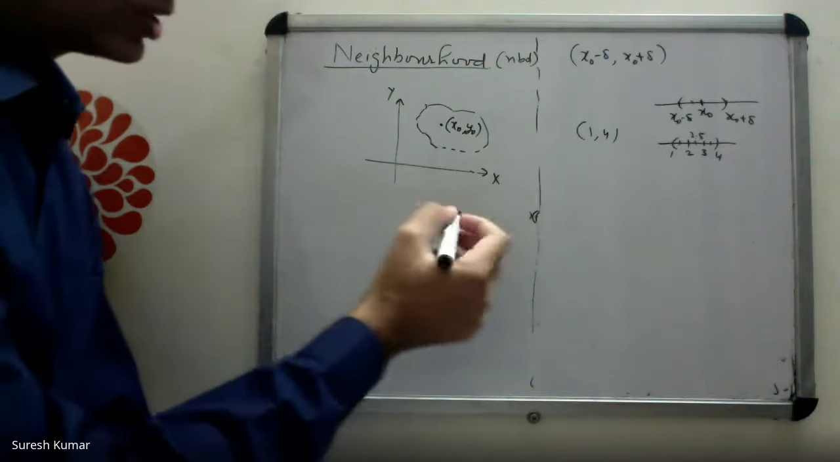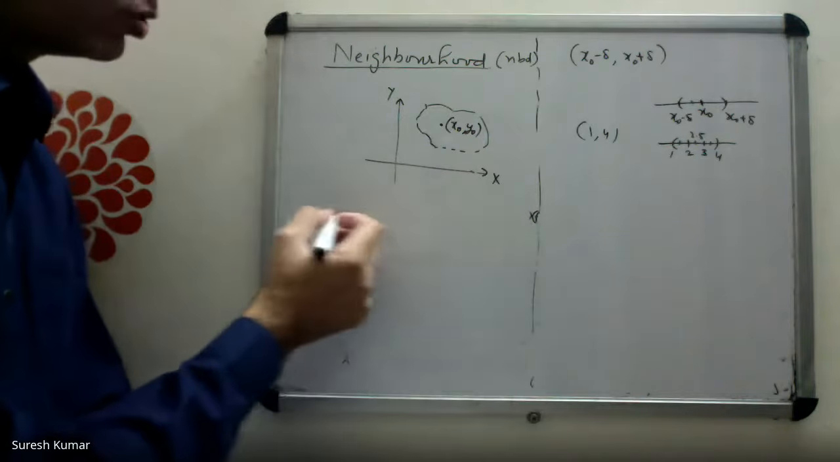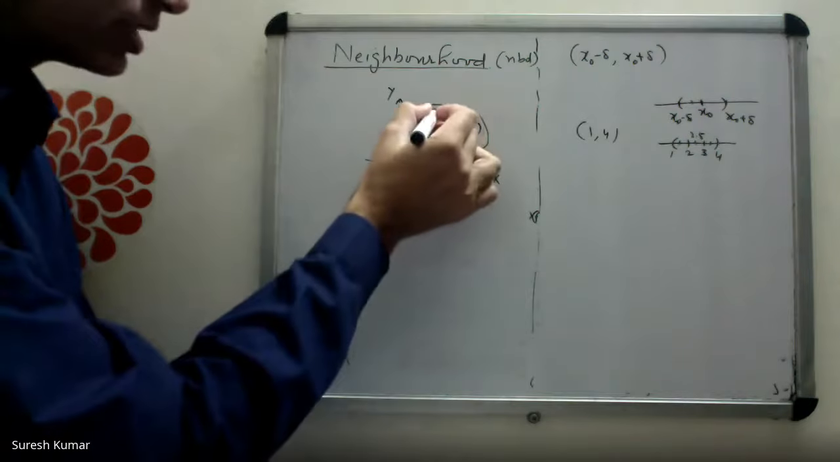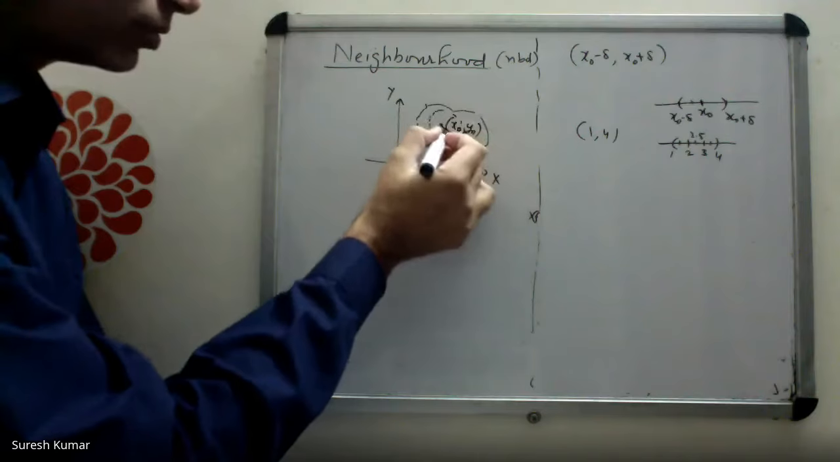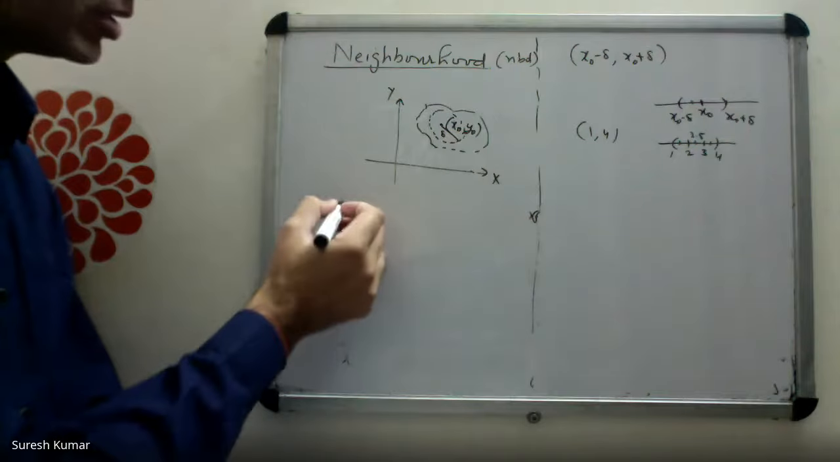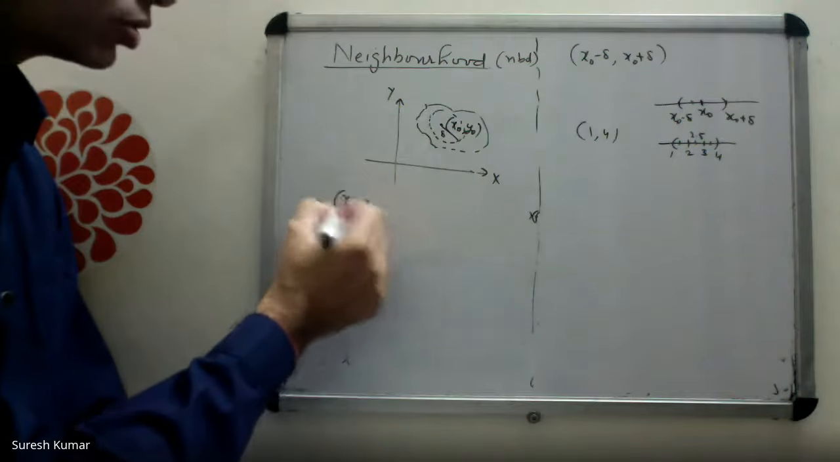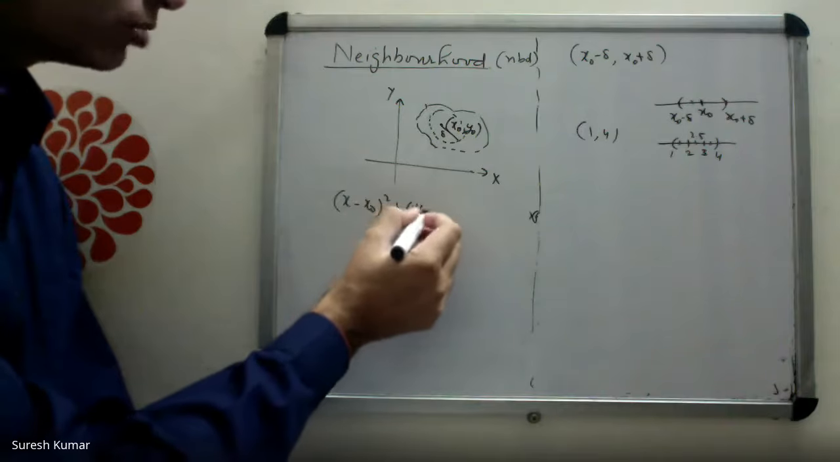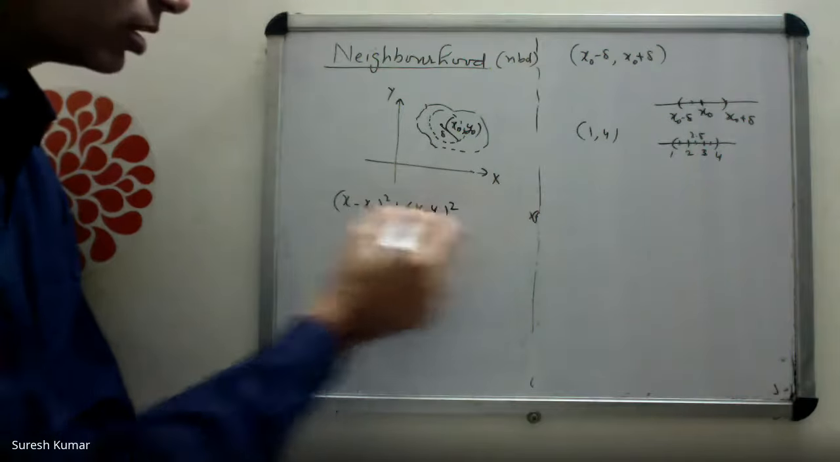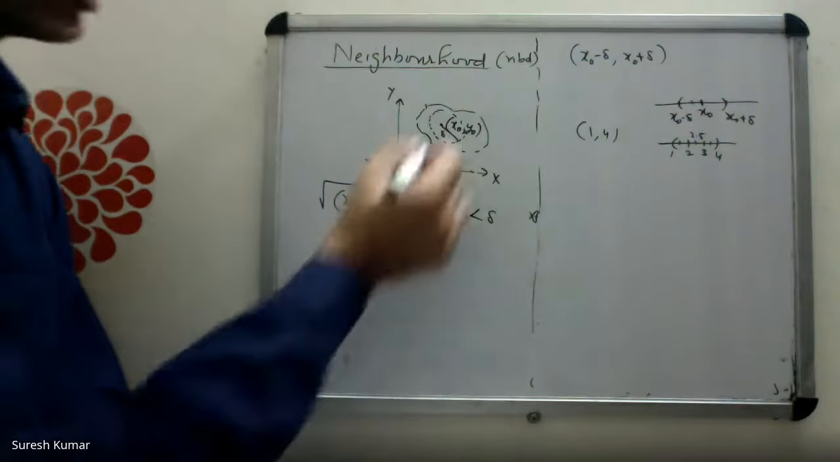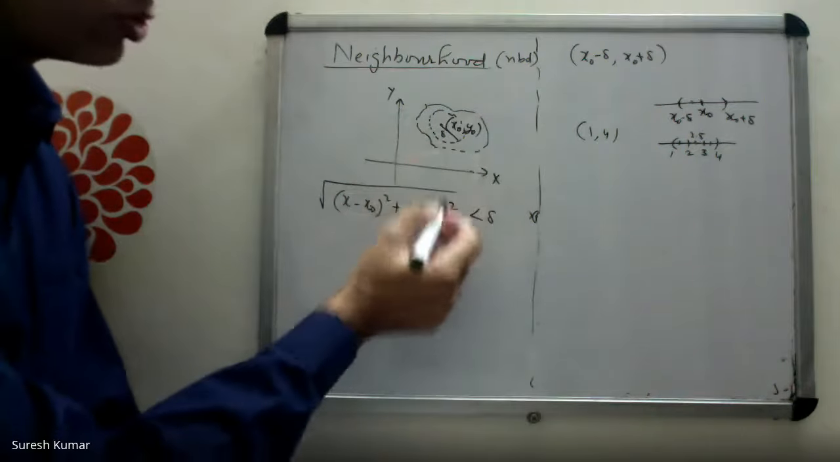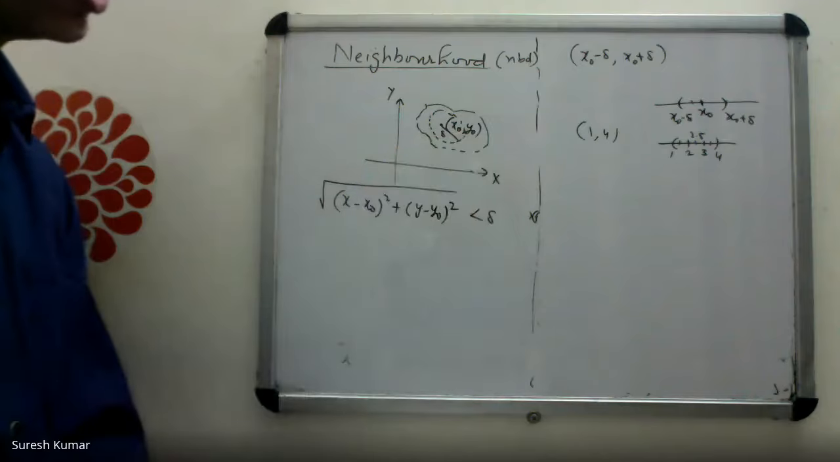So what can you consider as a convenient neighborhood? Say we consider a circular region around it of radius delta. So how can I write it? (x minus x naught) whole square plus (y minus y0) whole square, whole root, less than delta. So this is the circular neighborhood for the point (x0, y0).